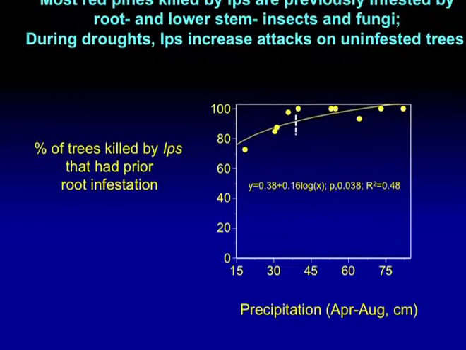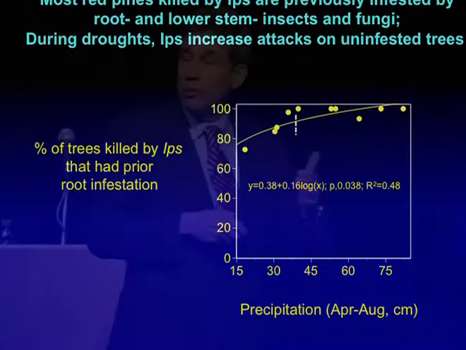This dotted line is a typical year in Wisconsin. Everything above that, almost all the trees killed by IBS had prior root infestation. But above that, the insect does start colonizing trees that had this alternate form of stress, and it might look like the beginning of an outbreak.